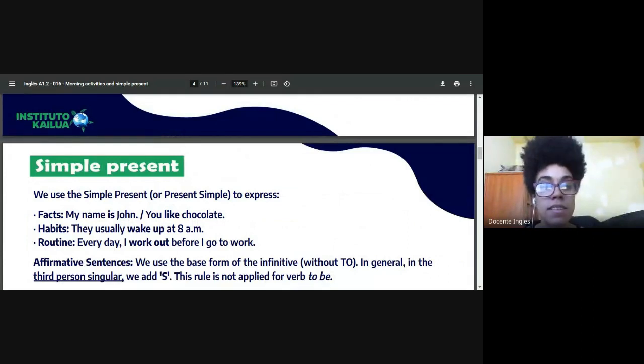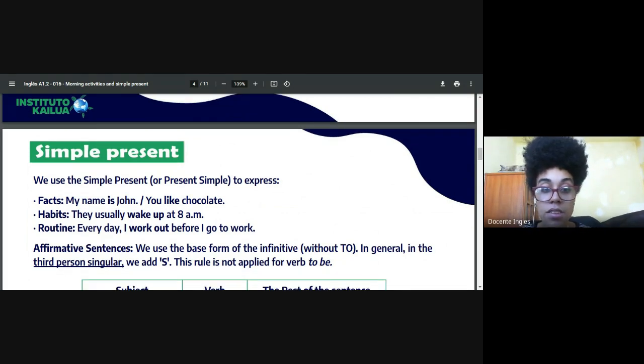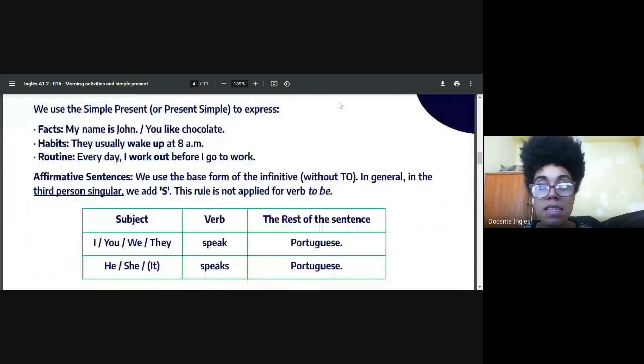Simple present expresses what? Facts. Example, my name is John. You like chocolate. And habits, they usually wake up at 8 a.m. Or routine, every day I work out before I go to work. So this is what you need to find in the song.